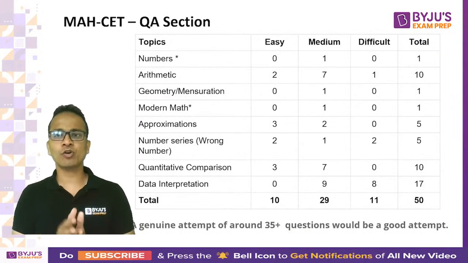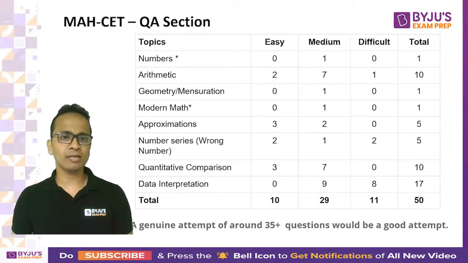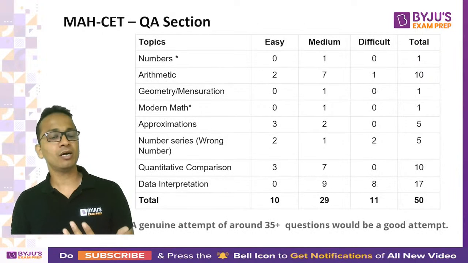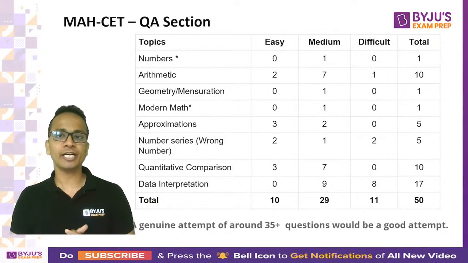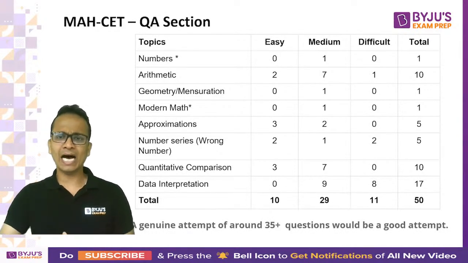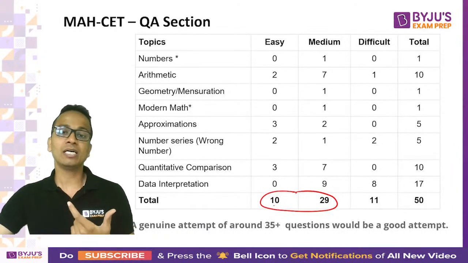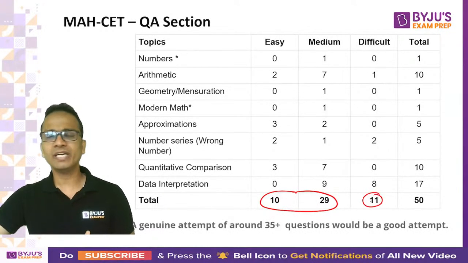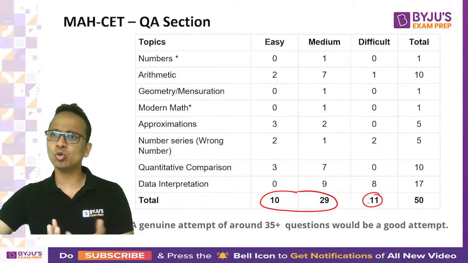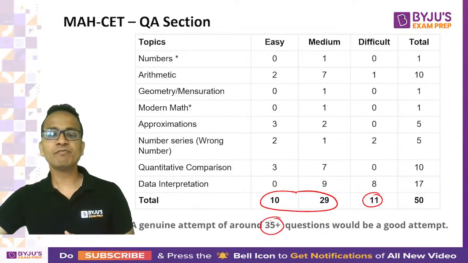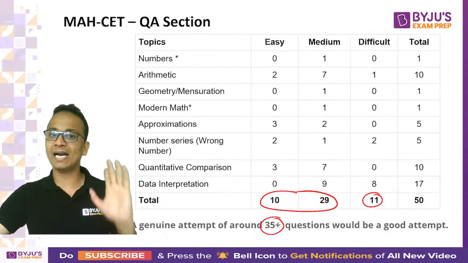So we got questions from almost each and every area. There were questions from numbers, arithmetic, geometry, modern maths, algebra, right? There were number series questions. There were data interpretation questions. At that time, there were 17 questions on data interpretation. Again, out of these, I could see 39 questions which were in the range of easy to medium. 11 questions are difficult, though not for everyone they will be difficult. At least out of these 11, you will be able to do 2 or 3 questions. So again, 35 plus genuine attempts was considered a good attempt in the QA section in that particular year.